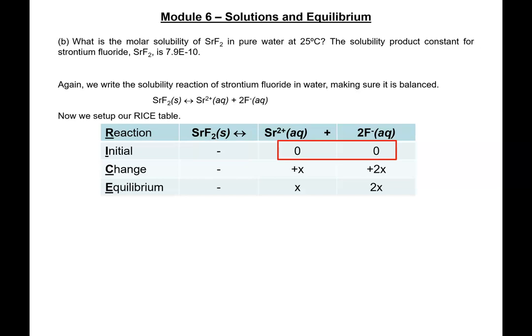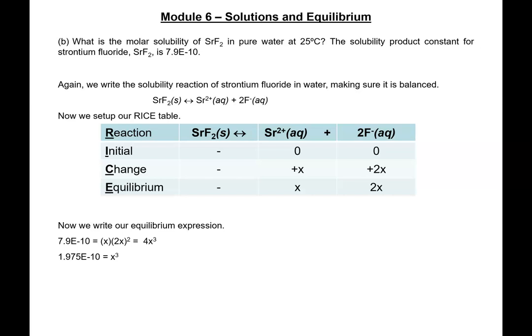We have a 0 concentration initially. Our change is now X for the strontium ion, but because of stoichiometry, it's 2X for the fluoride ion. So my equilibrium concentrations are now X and 2X, and we write our equilibrium expression. We get the Ksp, which is 7.9 times 10 to the minus 10.